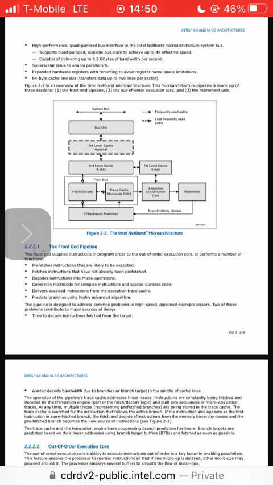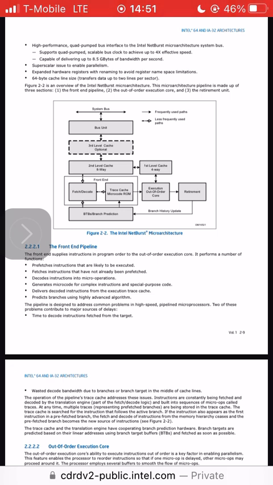Intel registered Science 64 and IA32 architectures. System bus, frequently used paths, less frequently used paths. Bus unit, third level cache optional. First level cache 4-way, second level cache 8-way. Front end, fetch decode, trace cache microcode ROM. Retirement, BTB's branch prediction, execution out of order core, branch history update, OM 16521.